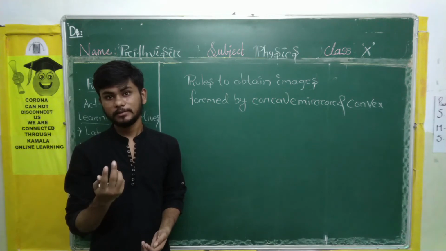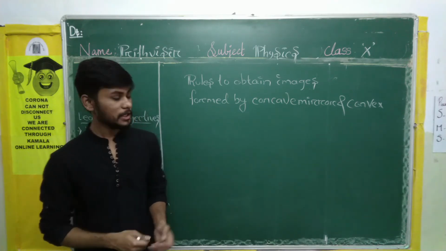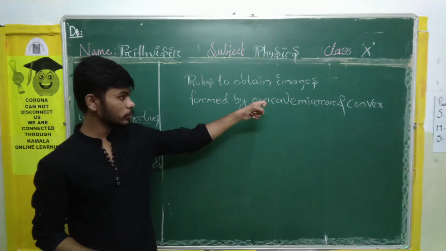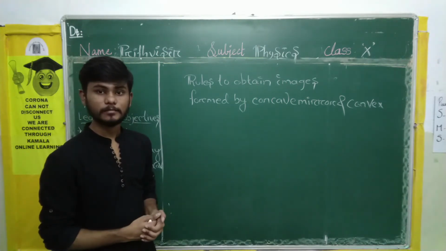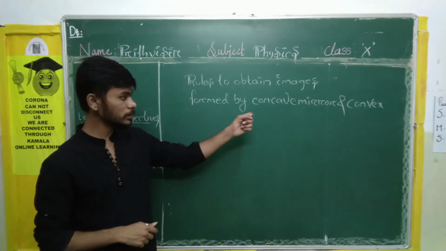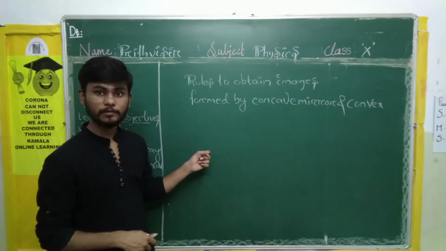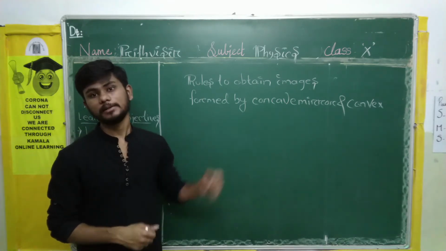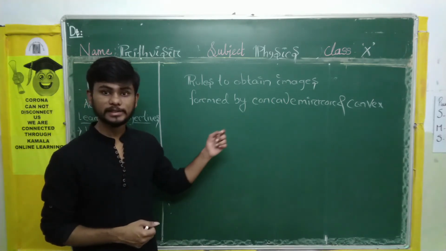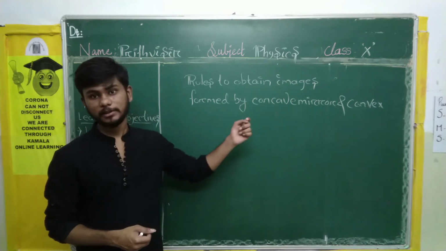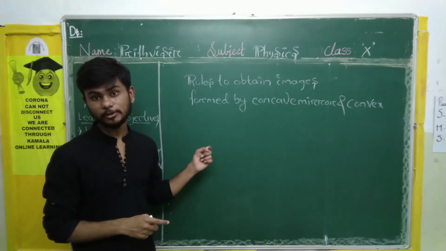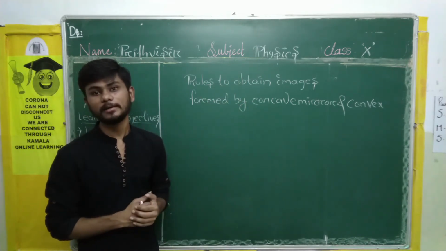Now the third step. If a ray of light is passing through the center of curvature, it will follow exactly the same path. It won't deviate. After striking also, it will follow the same path. It will just go back.